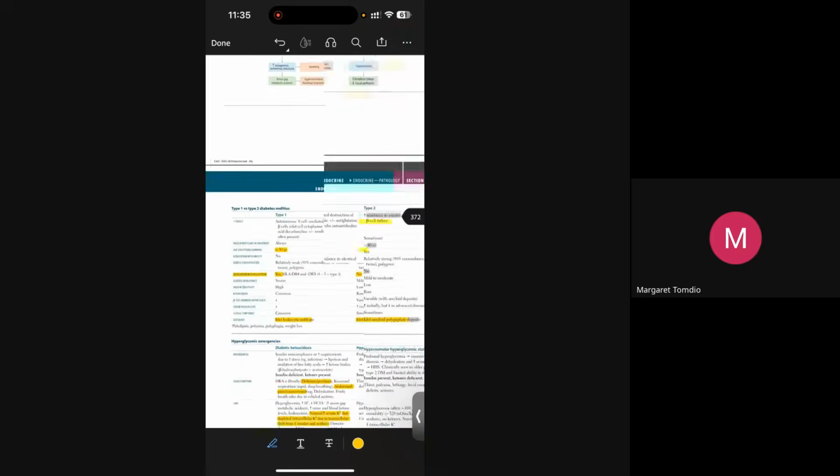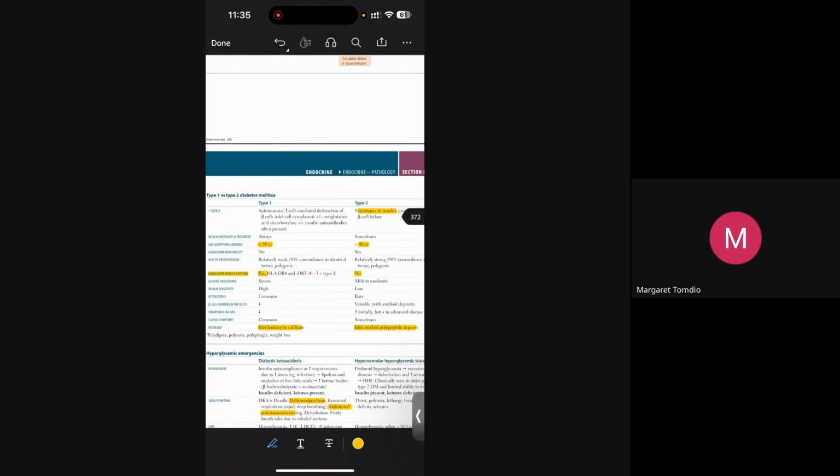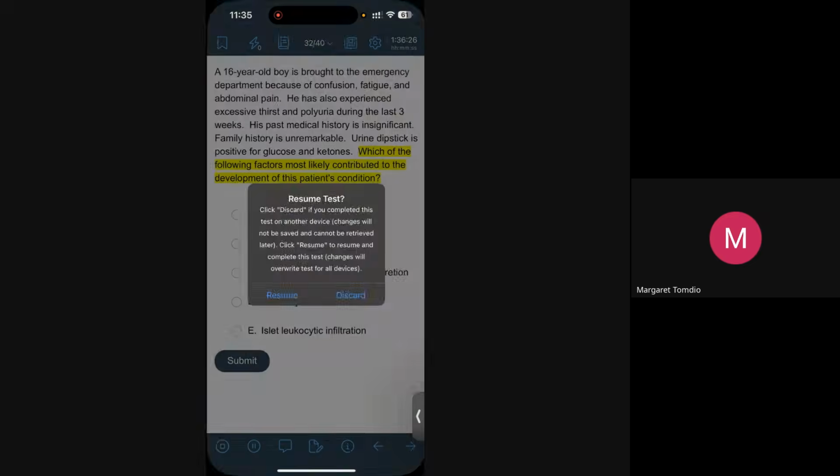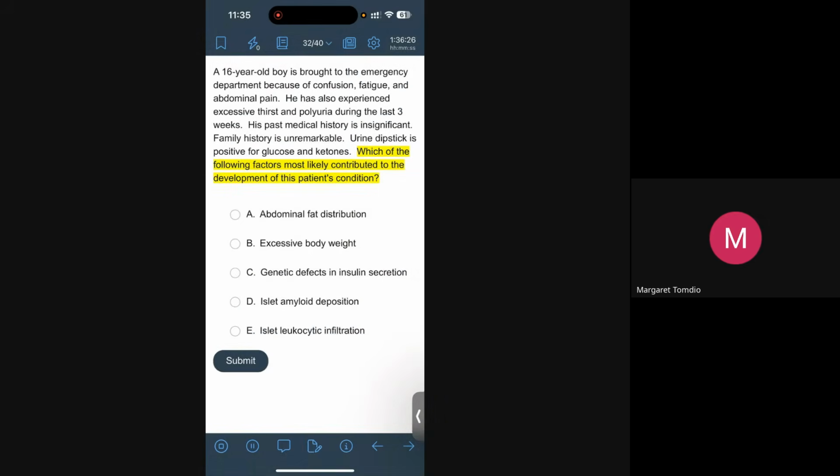This is the table, type 1 and type 2. Abdominal fat distribution is related to type 2, right? Excessive body weight, type 2. Out of all these three options, which one is going to be the right answer?